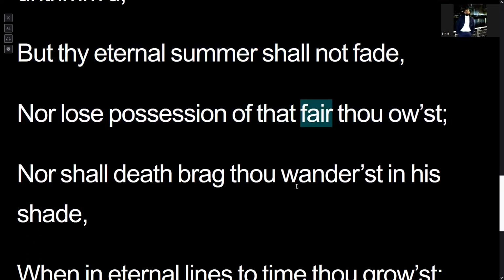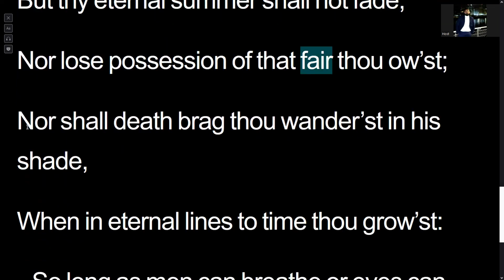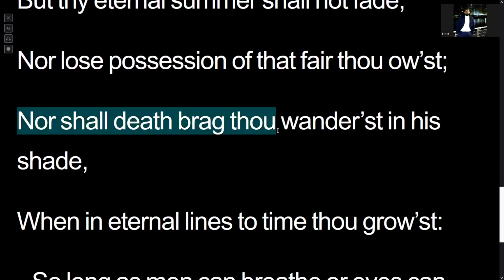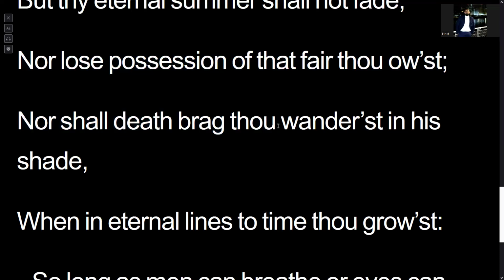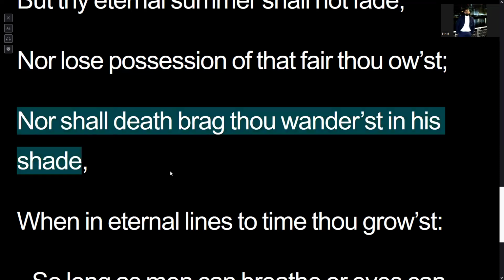And again, fair, we mentioned the virtue of justice and fairness and balance, things like that. And your goodness is not gonna fade, as well as your beauty is not gonna fade. "Nor shall death brag thou wanderest in his shade." Now he's personifying death. Thou wanderest means you wander around in his shade. Okay, death is not going to touch you. That's what he's saying. Death will never touch you.